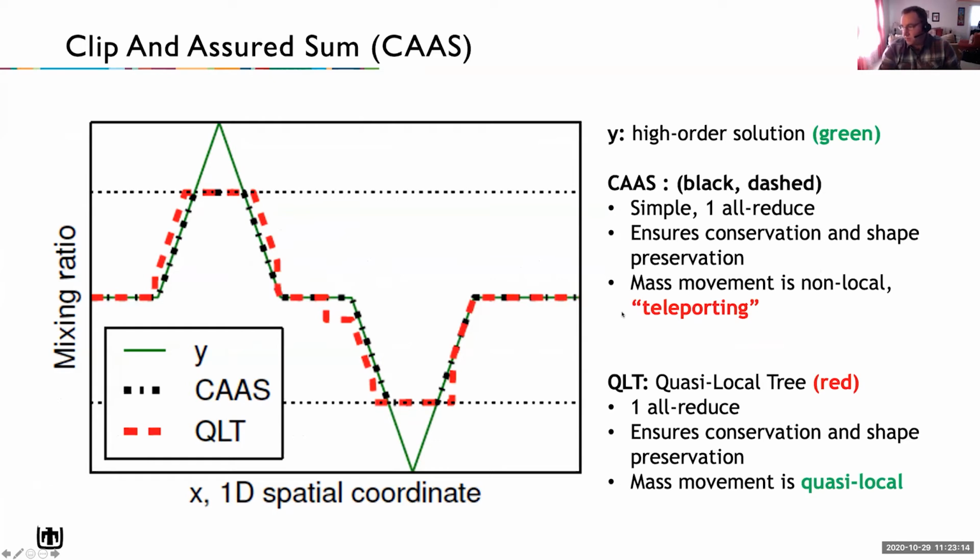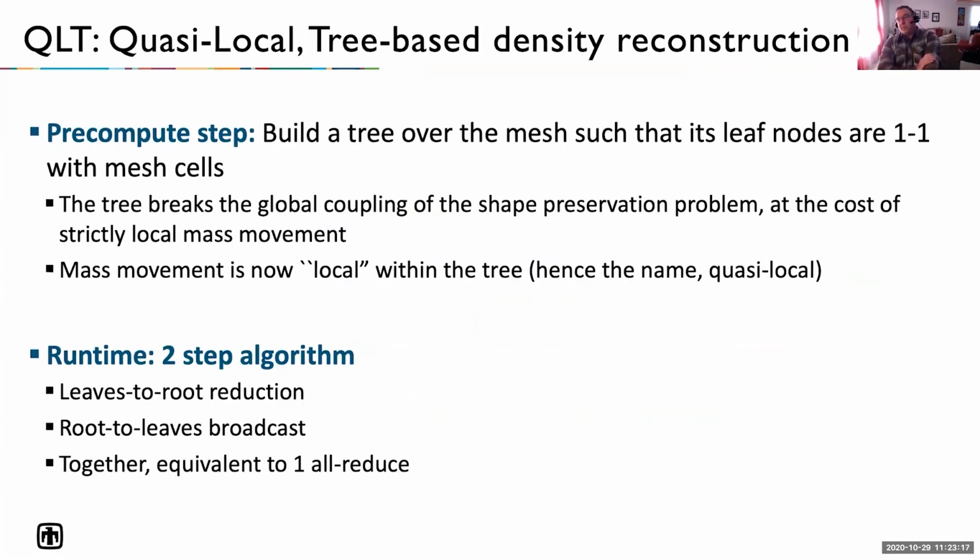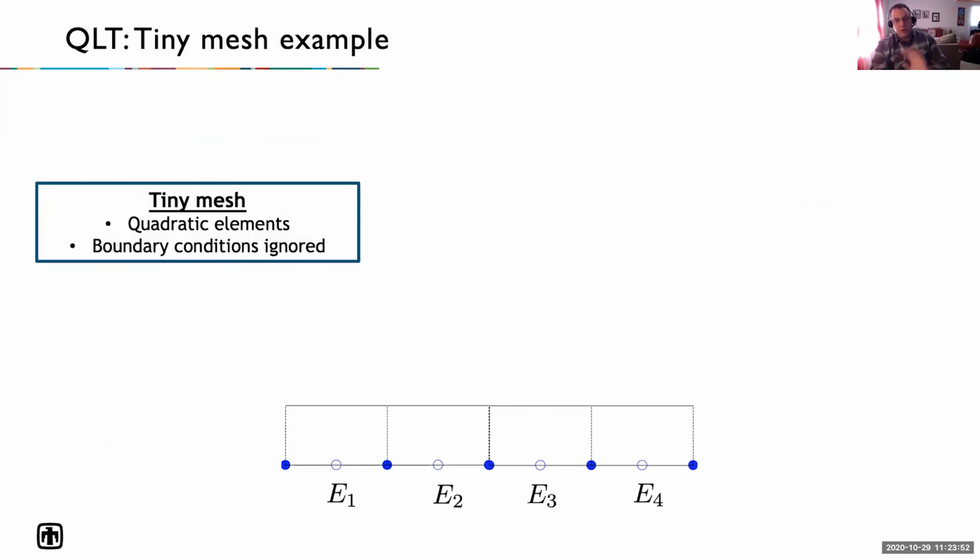And the way it works is we have a pre-computing step where we build a tree over the mesh such that each leaf node of the tree is one-to-one with a mesh element. And so this breaks the global coupling of the mesh because now we do all our computations in the tree. And that's why it's quasi-local and not local, because locality is now defined in the tree and not on the mesh. So that's a pre-compute step. And then at runtime, we have a two-step algorithm. We have a leaves-to-root reduction and a root-to-leaves broadcast, which are equivalent to an all-reduce in their communication pattern.